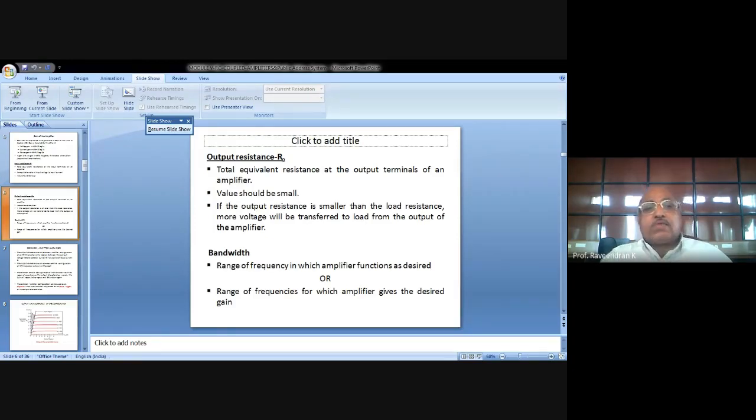But in practice, V2 is far greater than VBE, so that the current IC is practically independent of VBE. So, for practical purposes, V2, that is voltage across resistance R2, will be far greater than VBE. VBE is 0.5 or 0.7 volt. But V2 will be of the order of some 5 volt or something like that. Such a big voltage as far as VBE is concerned. So that is why IC in the circuit is almost independent of transistor parameters. IC is not dependent on VBE also.